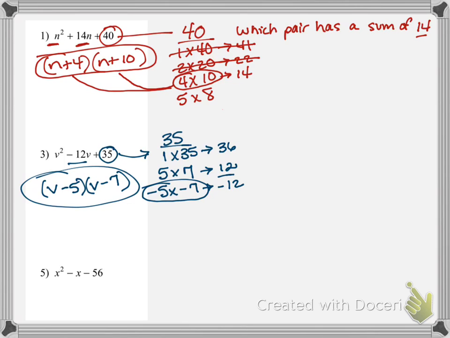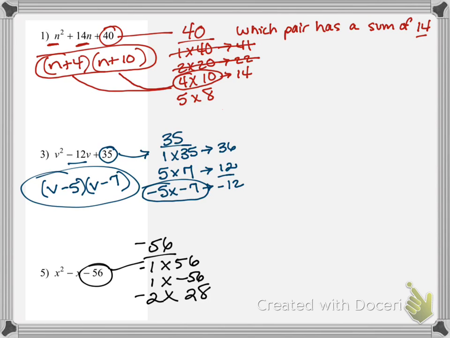Alright, next one we are going to look at the factors of negative 56. Alright, and we've got 1 times 56. Now this is negative, so one of them has to be negative. So it could be negative 1, or it could be negative 56. We know 2 goes into it because it's even, and that would be 28. So it's either going to be negative 2 and 28 or positive 2 and negative 28.